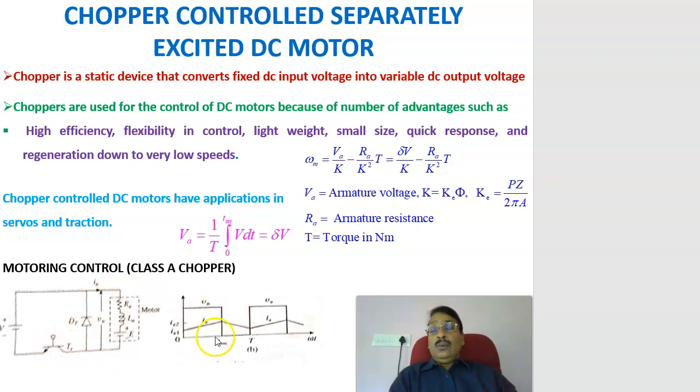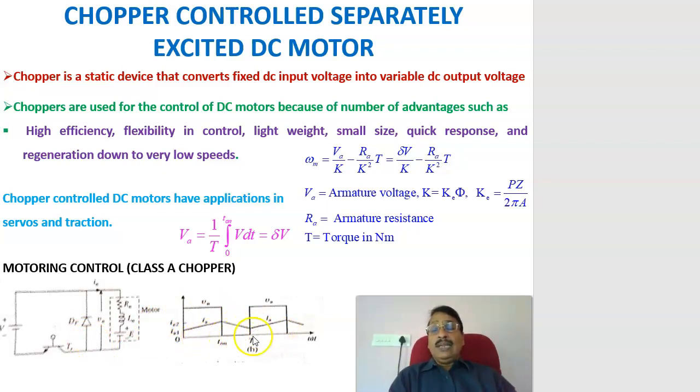Now at t equal to T on, the switch is off. As the switch is off, the energy stored in the inductance forward biases the freewheeling diode, and a current circulates through the motor and the freewheeling diode. Previously, when the switch was on, the current was increasing from IA1 to IA2. When it is off, the current decays from IA2 to IA1. After one time period, it comes back to the original value. Therefore, this is the voltage across the armature, and this is the current through the armature.